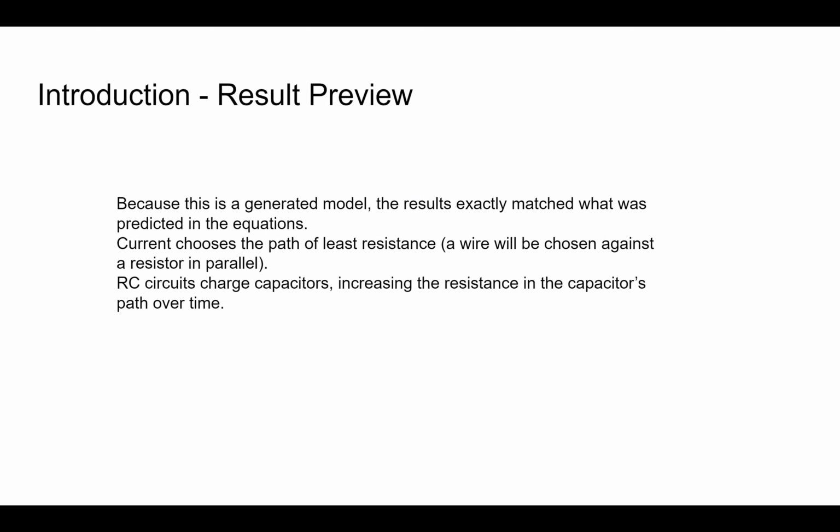So, a preview of the result. Because it's a generated model, the results exactly match what was predicted in the equations, at least to a very significant degree. Current chooses the path of least resistance, so if there's a wire in parallel with a resistor, it will choose the wire every time. RC circuits charge capacitors, increasing the resistance in the capacitor's path over time.